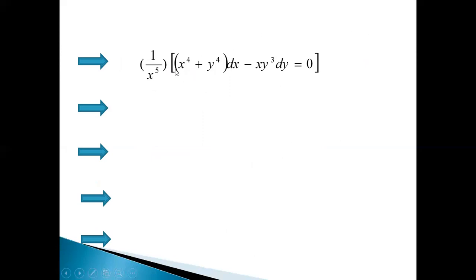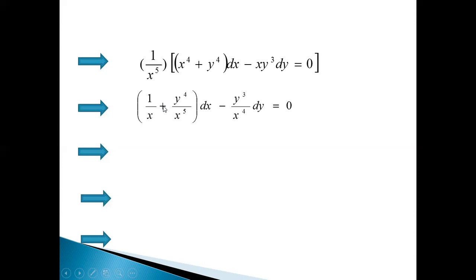When we multiply 1 upon x raised to 5 into x raised to 4, so 1 upon x. Now 1 upon x raised to 5 into y raised to 4, that is y raised to 4 upon x raised to 5. Minus 1 upon x raised to 5 into xy cube, that is y cube upon x raised to 4. Okay. Students, we multiply this integrating factor with the given non-exact differential equation. So we get this differential equation which is exact now.